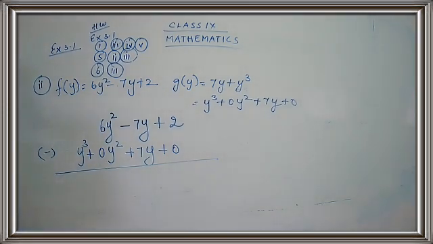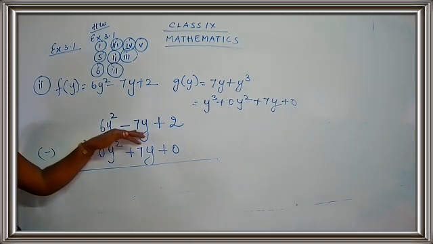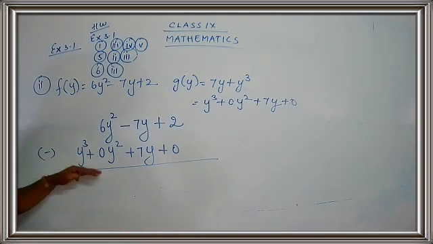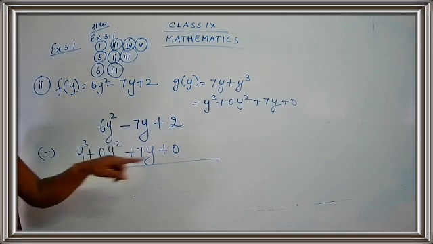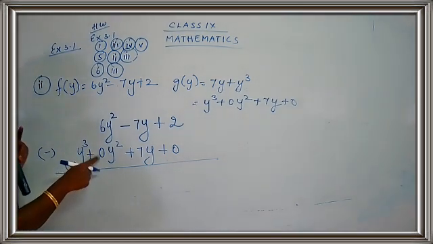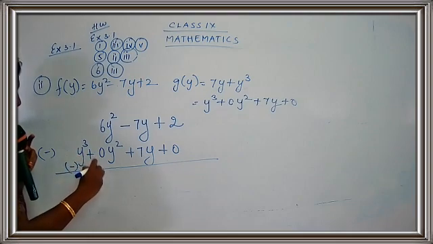Okay. Now we have to go for the first step. Whenever you go for the subtraction, the first step is to change the sign of the second part. This is the first part, 6y square minus 7y plus 2. You are not going to do anything to this polynomial. You are going to change the signs of the second part, that is y cube plus 0y square plus 7y plus 0. So now what is the sign for y cube? It is plus, so plus will change to minus. A plus y cube will change to minus y cube. This is plus 0, so plus will change to minus.